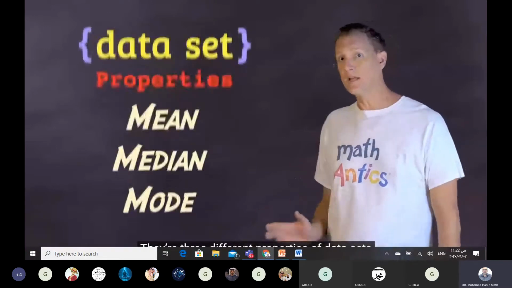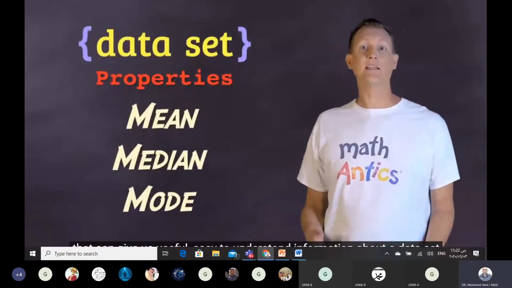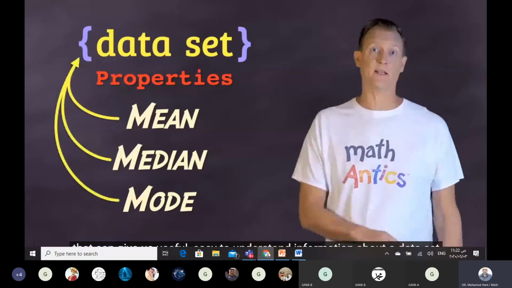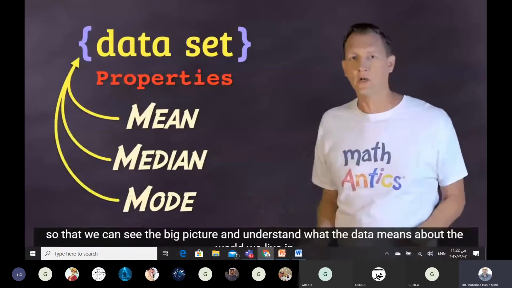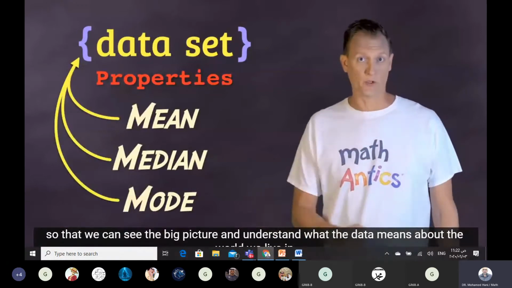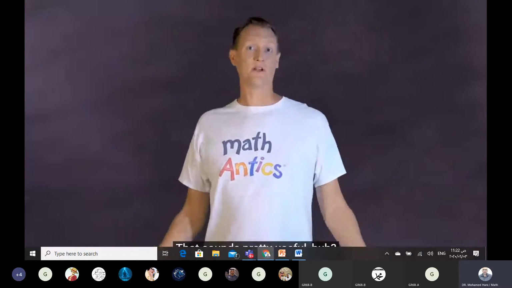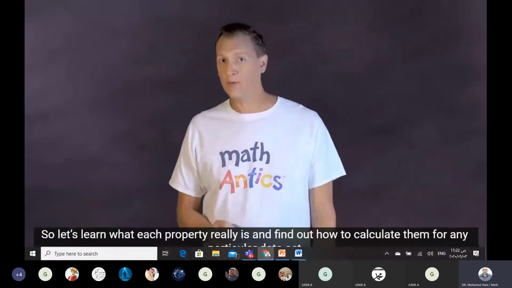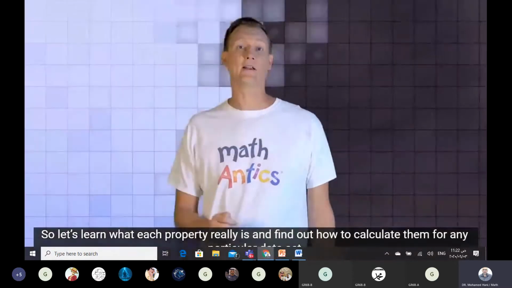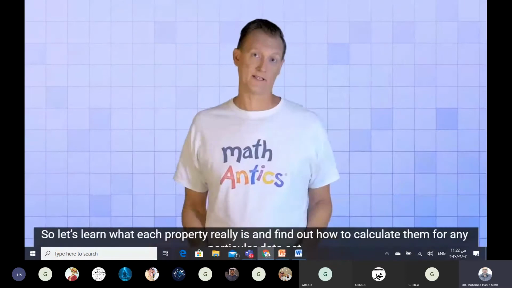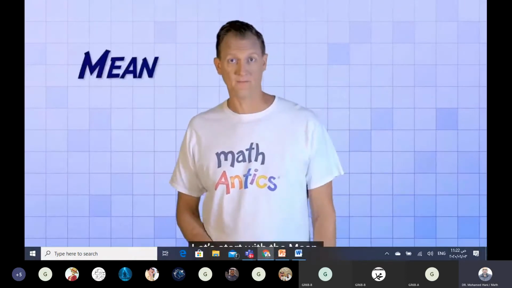There are 3 different properties of data sets that can give us useful, easy to understand information about the data set so that we can see the big picture and understand what the data means about the world we live in. That sounds pretty useful, huh? So let's learn what each property really is and find out how to calculate them for any particular data set. Let's start with the mean.